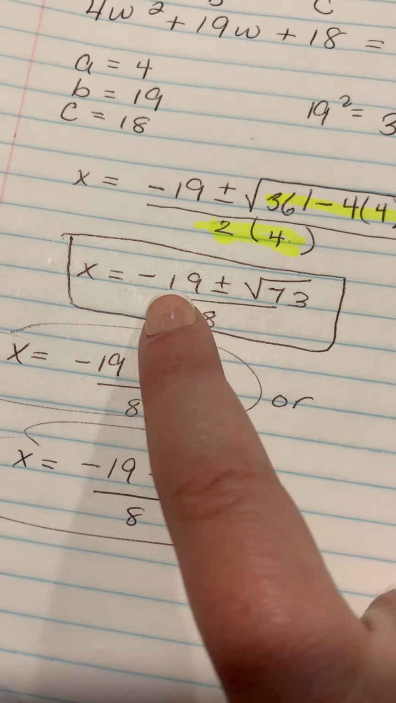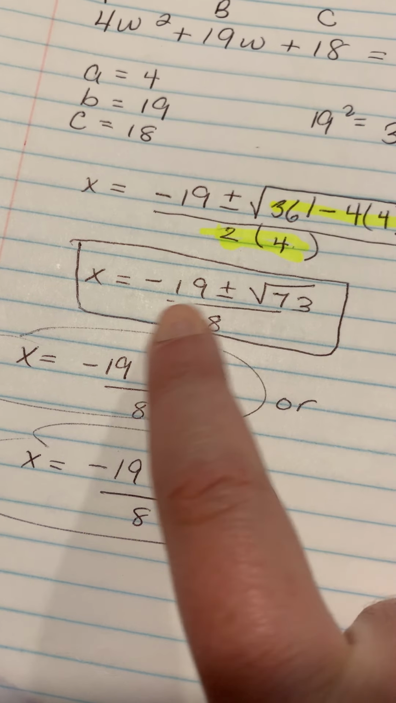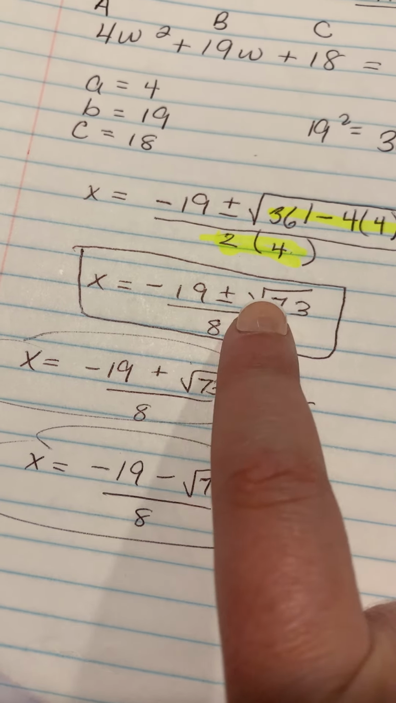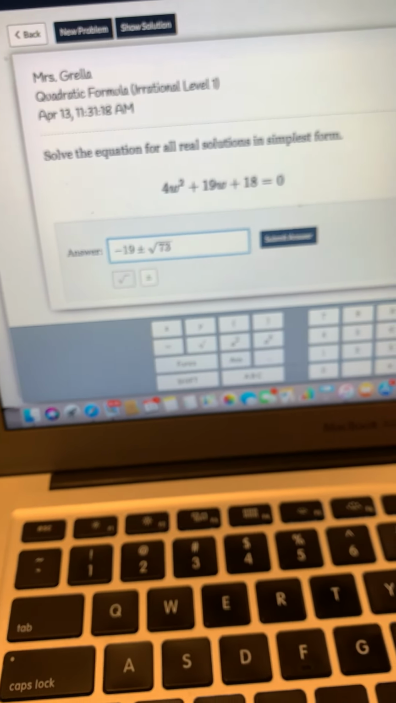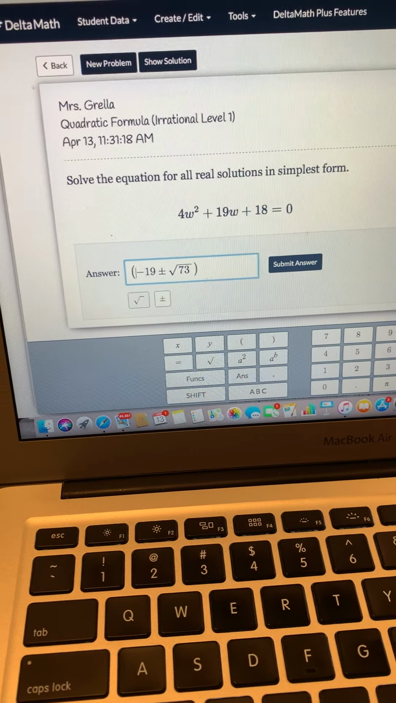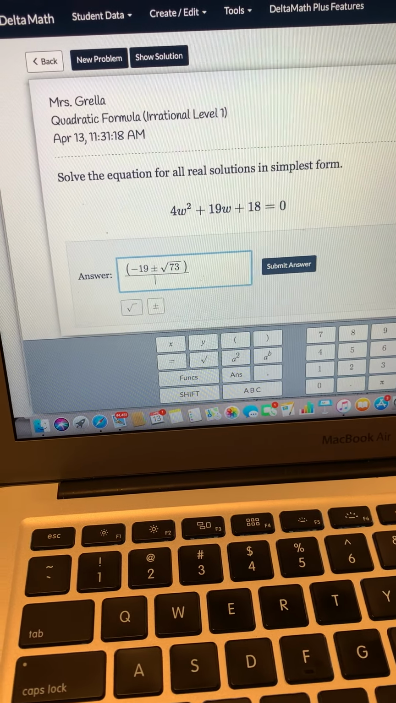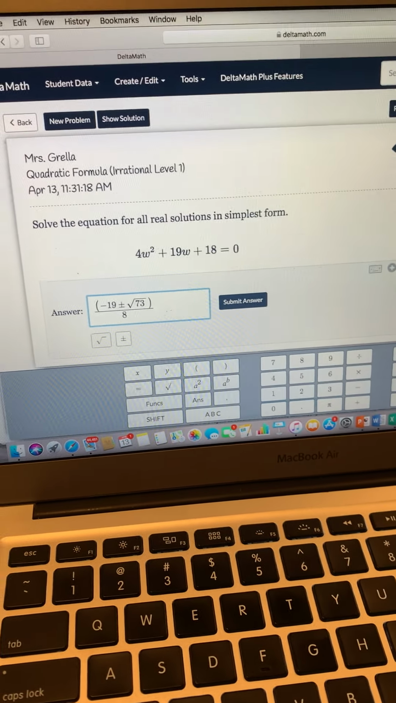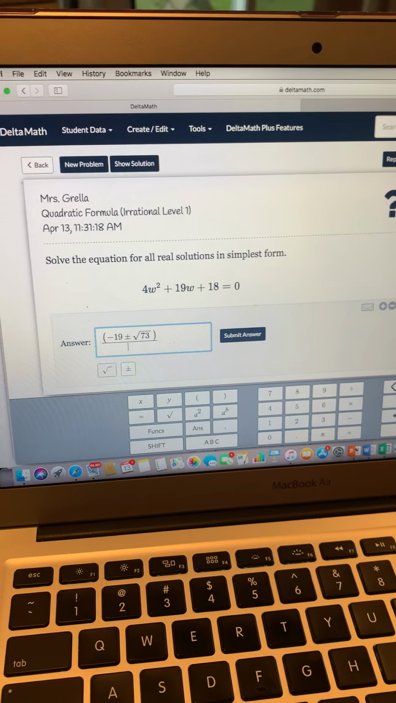The entire thing would be over 8 with the 19 as well. So one of two things. You can put parentheses around what you just typed and then do slash 8. So now the whole thing is over it. So that's one option of how you could submit it.